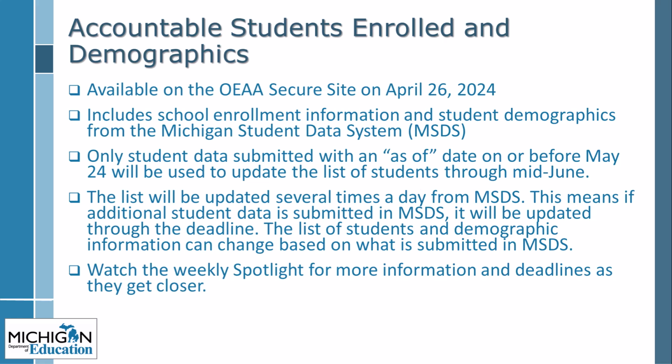In order to fix any errors, you need to correct the error in MSDS. Your school or district will have an authorized user for MSDS who can access the system to update the data. Work with whomever this person is to make sure that your information is correct on time. There's a page in the secure site under the Assessment Registration tab called District and School Contacts that will show you who your authorized MSDS user is, in case you don't know who that is. Watch the weekly spotlight for availability and deadline information.